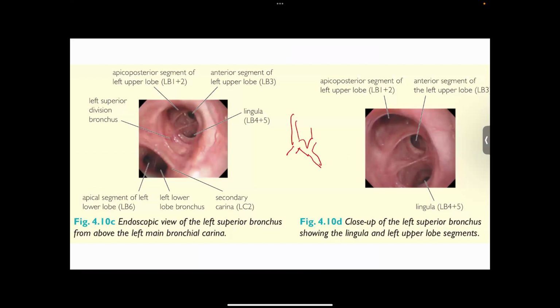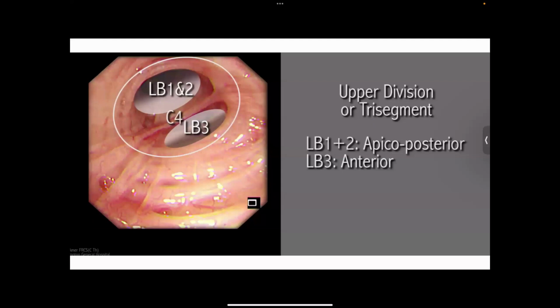Upper lobe bronchus will have the superior division and inferior division. Superior division is further divided into apico-posterior and anterior. So this will be B1 plus 2. This will be B3. And this is the inferior division, which will be further divided into the B4 and B5. So this is the typical pattern that we theoretically should understand during the bronchoscopy of the left upper lobe bronchus. But it is not always true. The divisions may not be similar in each and every case.